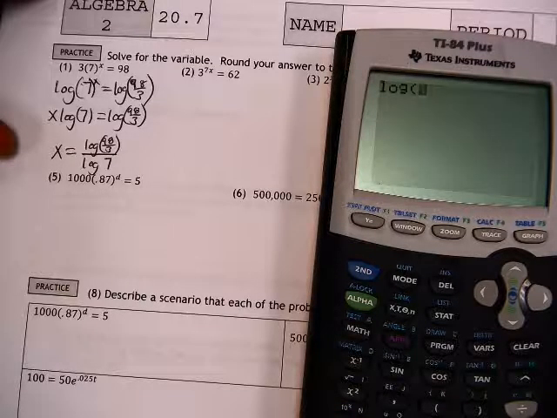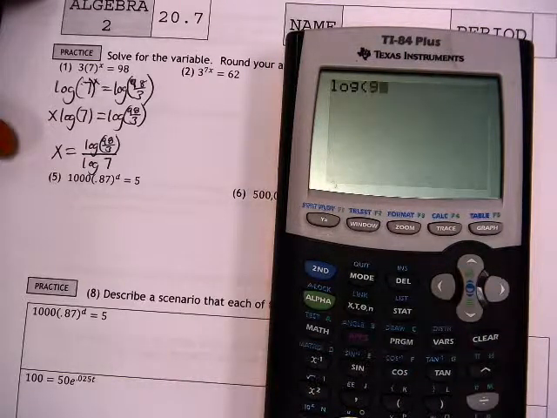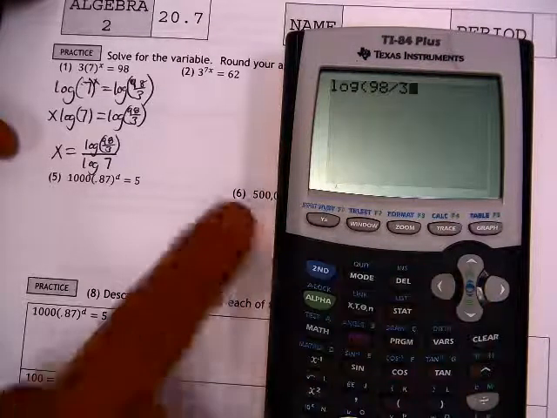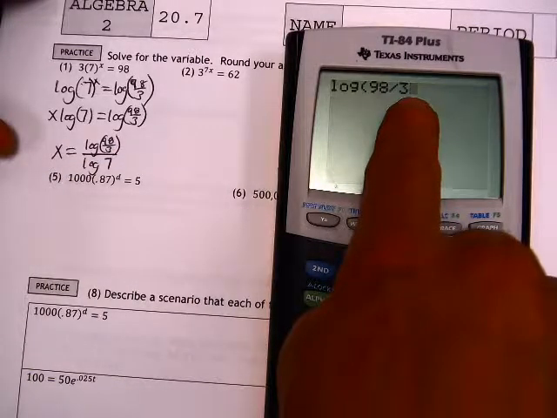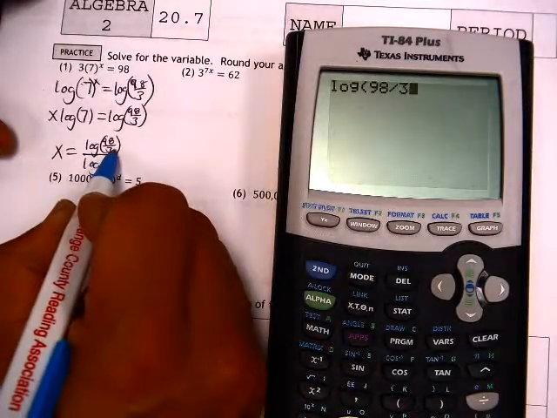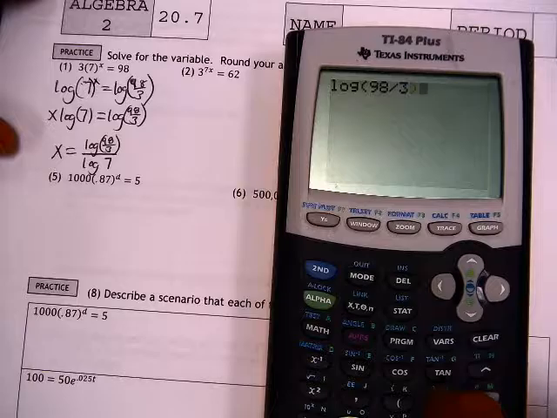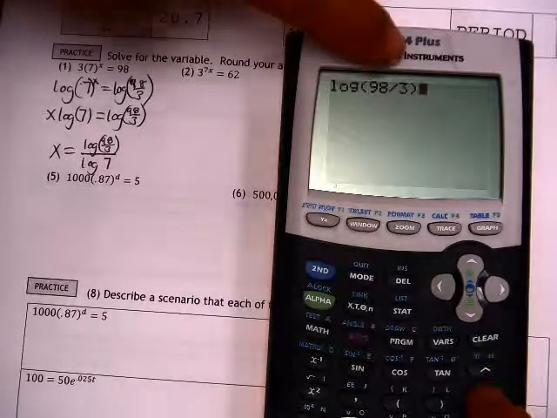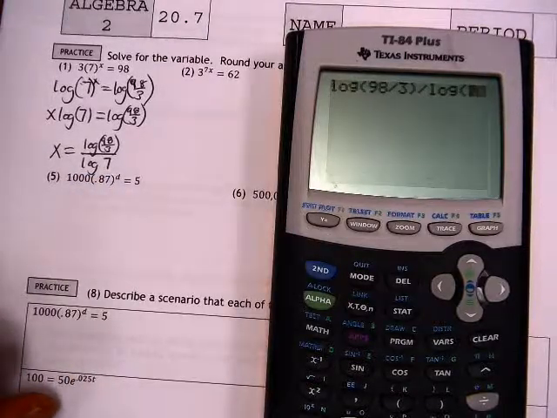So I punch in log. It automatically does an open parentheses. That's 98 divided by 3. If I then press divided by log of 7, I'm not in the right place. That would be like putting the log 7 inside of here. I want it after that, so I need to make sure I close the parentheses. Then divide by log of 7.